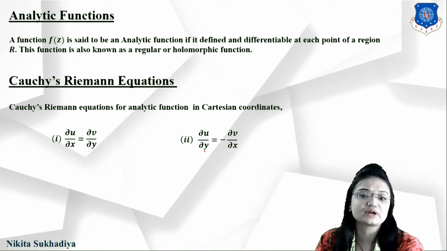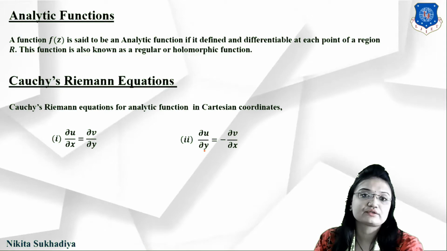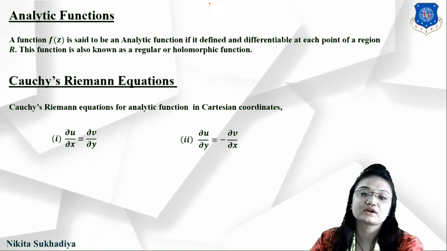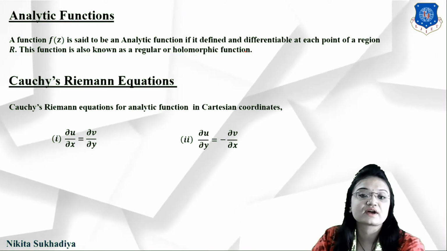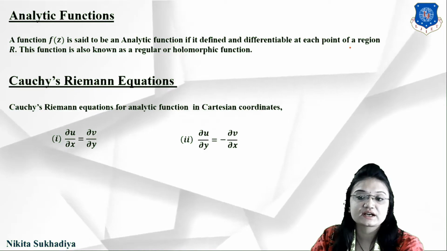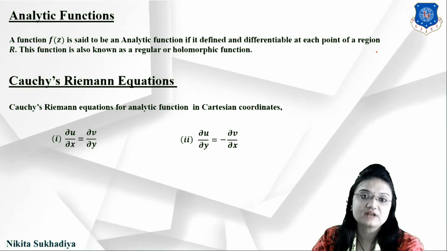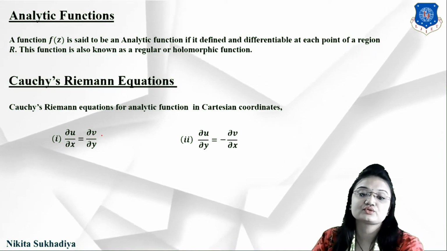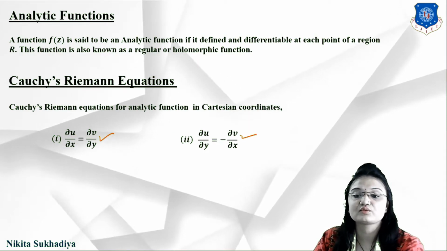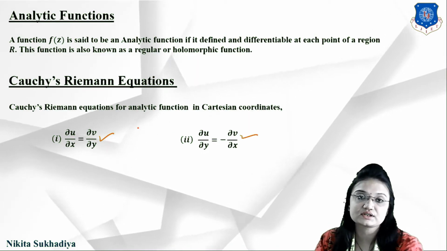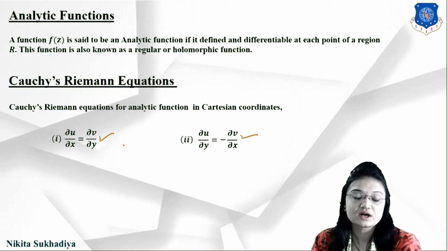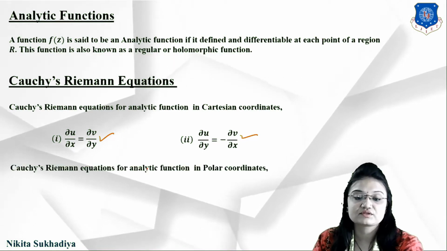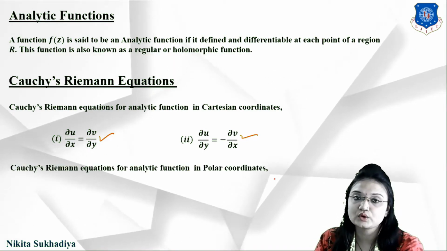So there are two conditions to prove that our function is analytic or not. First condition is that our function is defined and differentiable at each point of the region R. And second condition is the CR equations. If we prove both conditions, then we can say that our function is an analytic function. Second is the Cauchy-Riemann equation for an analytic function in polar coordinates form.